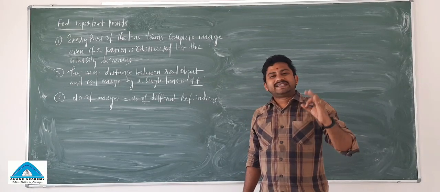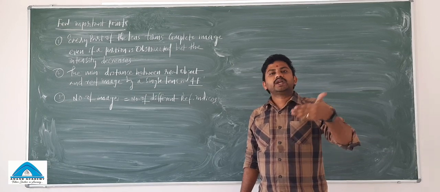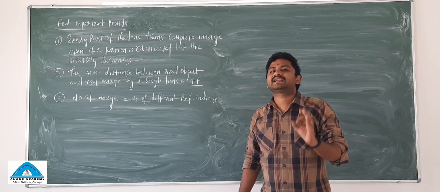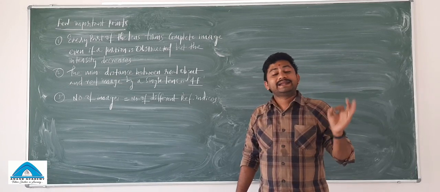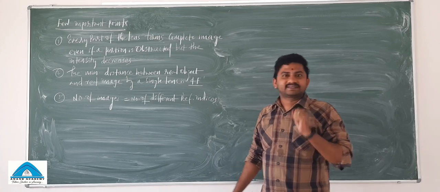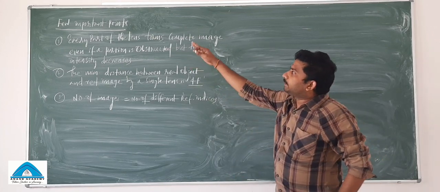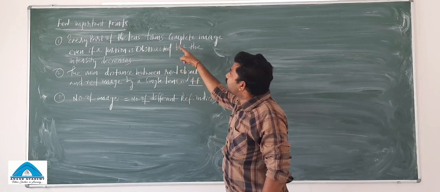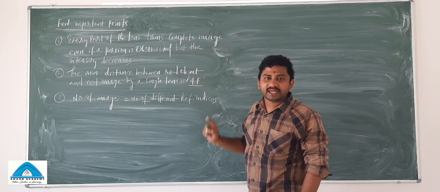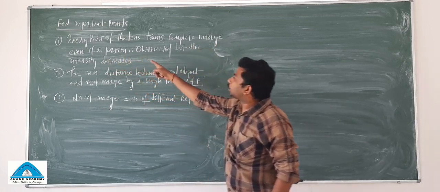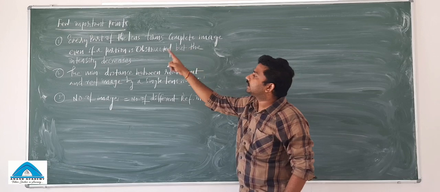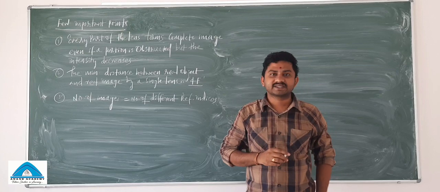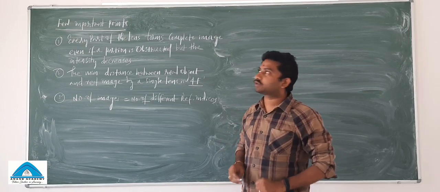Today we are going to discuss a few important points related to the refraction of light through spherical surfaces and lens. Let us start. Few important points. Number one, every part of the lens forms a complete image even if a portion is obstructed, but the image intensity decreases. So what does this statement tell? I am just going to write it here.